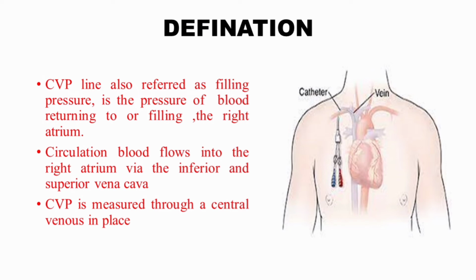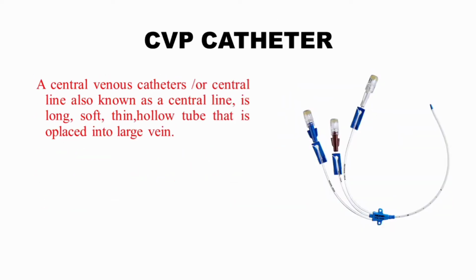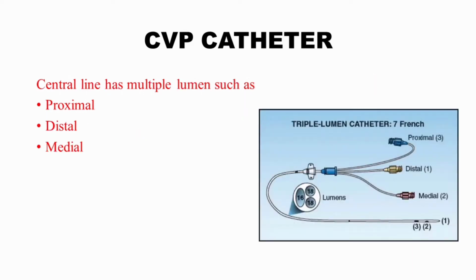What is a central venous catheter? A central venous catheter is also known as the central venous line. It is a long, soft, thin hollow tube that is placed into a large vein. Central line has multiple lumens such as proximal, distal, medial.